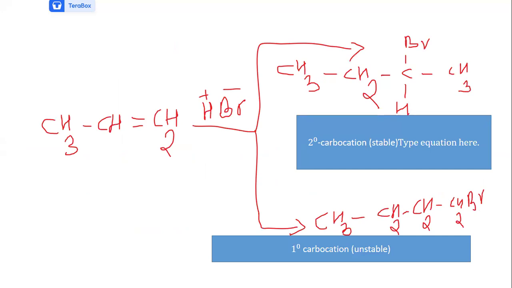See, in this example, in the case of propene, addition of hydrogen halides, hydrogen bromide, the hydrogen positive part adds to the carbon which has the higher number of hydrogens. The negative part, that is the halogen, adds to the one with the lower number of hydrogens. It is the 2-degree type of carbocation, and this is the stable major product.